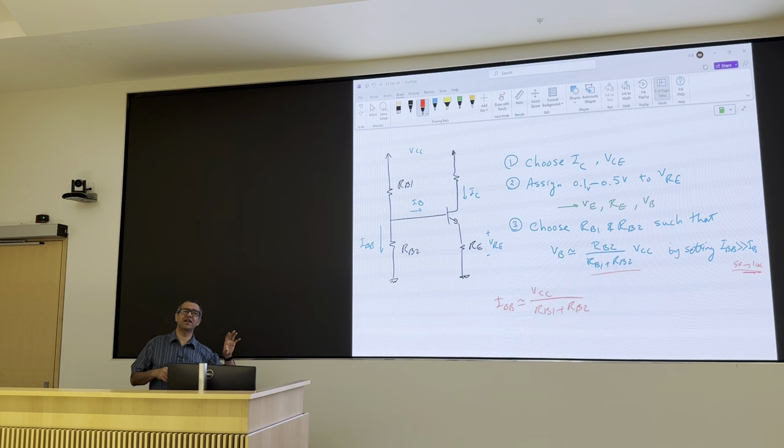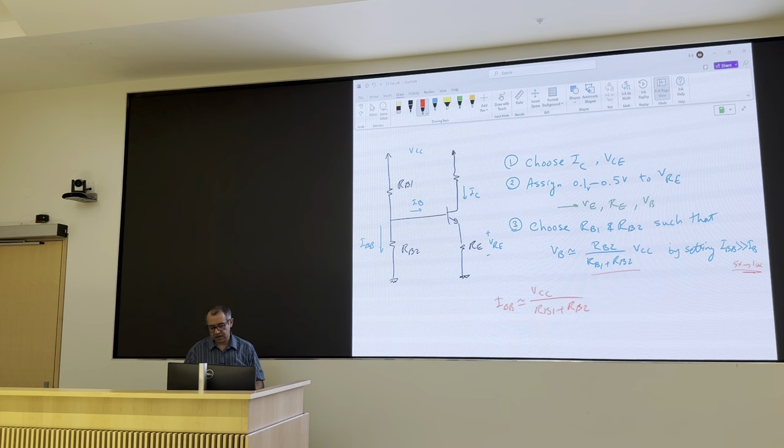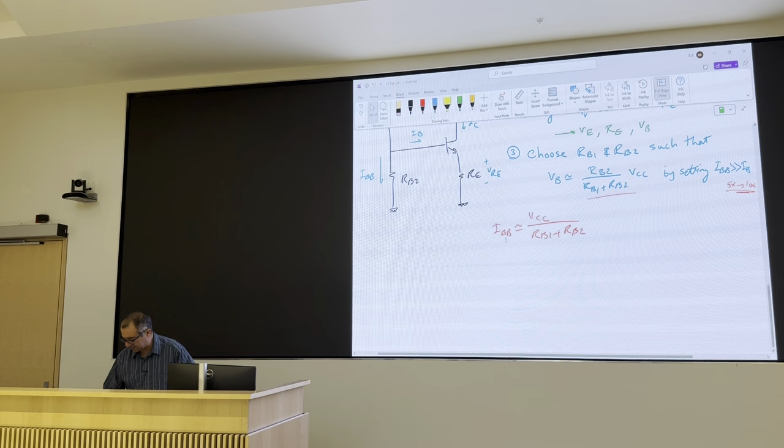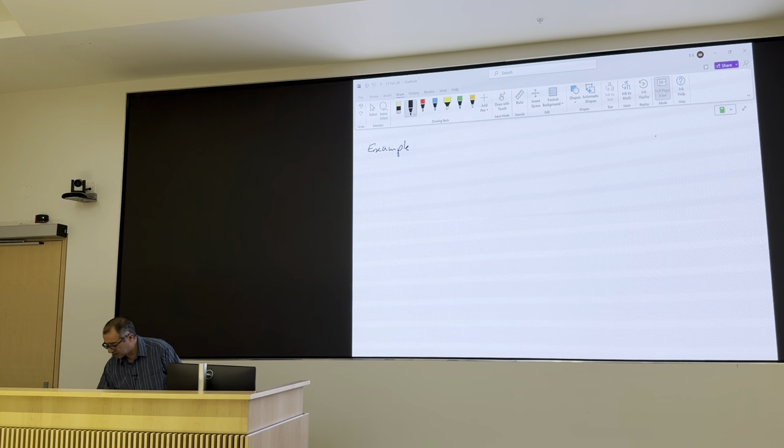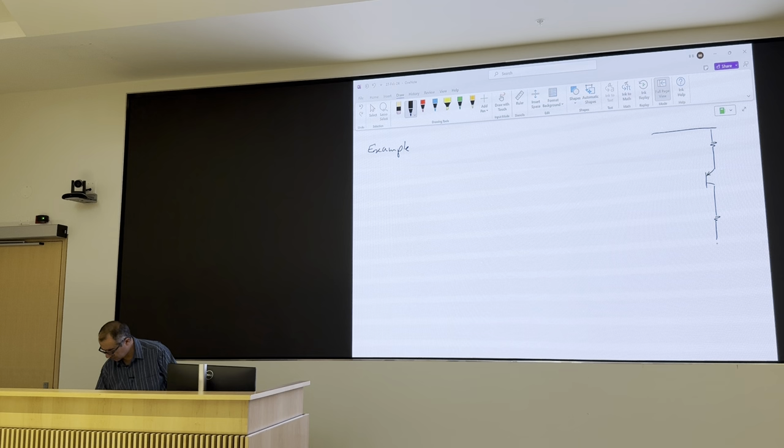We went through an example of solving a bias network, and I actually explained it a moment ago when we did the analysis. Let's do an example and design one. So I use a PNP here. Same principle for bias network design.